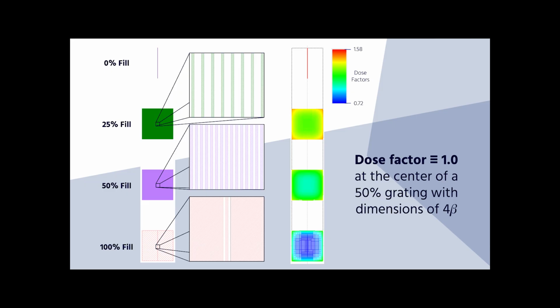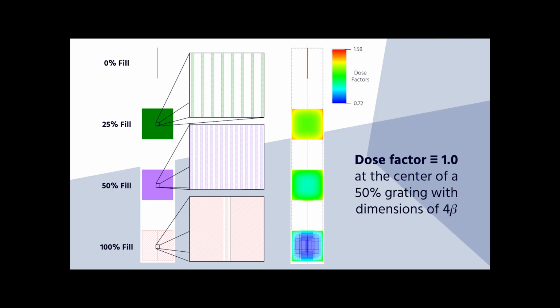An important number for you to recall is that a dose factor of 1.0 is defined to be at the center of a grading with 50% fill that has a dimension of 4 beta. When you run the PEC model, you can look at the resulting dose factors to understand what type of density you are working with. If your patterns have a small total area, you may only have a few dose factors up near 1.5. In that case, you have a very low density pattern. Personally, I find it helpful to have these reference points when analyzing a PEC result.